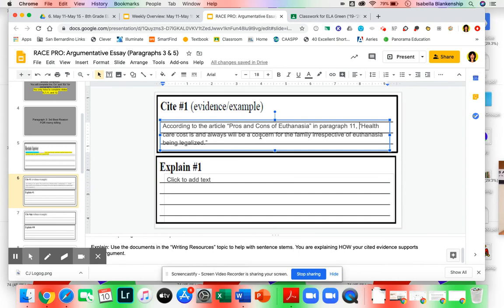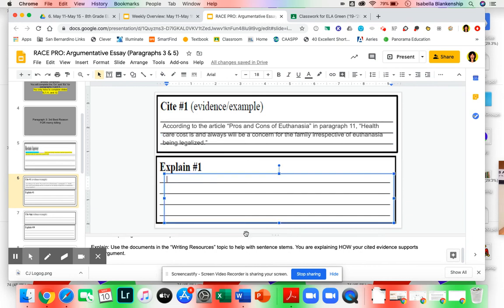According to the article, Pros and Cons of Euthanasia, in paragraph 11, healthcare cost is and always will be a concern for the family, irrespective of euthanasia being legalized. Now I'm going to move on to my explain. What does this quote mean? What does it even say? How does that help me at all?